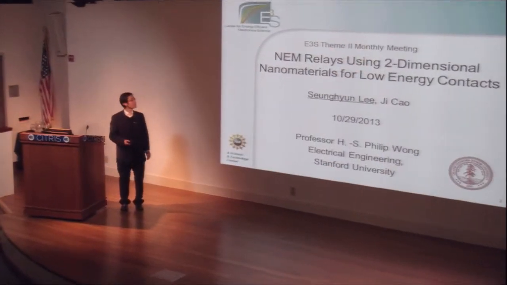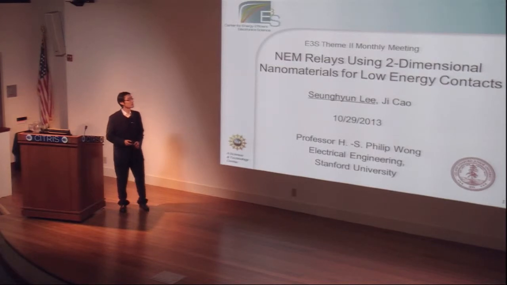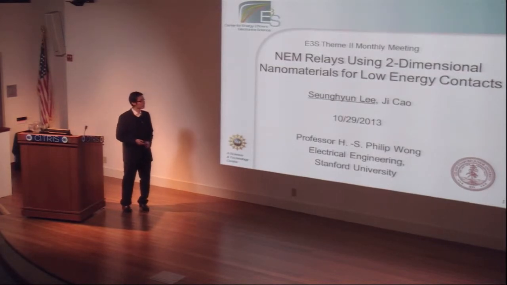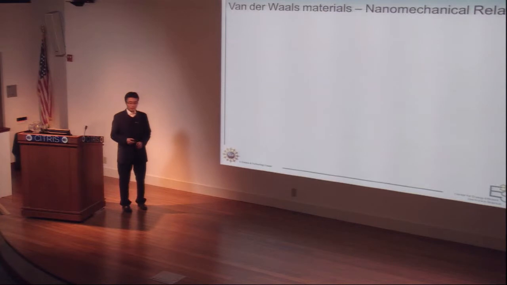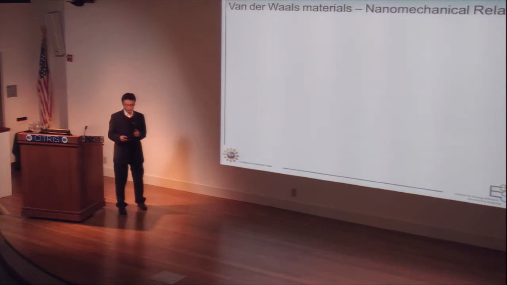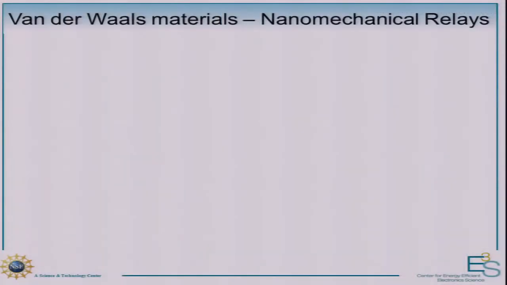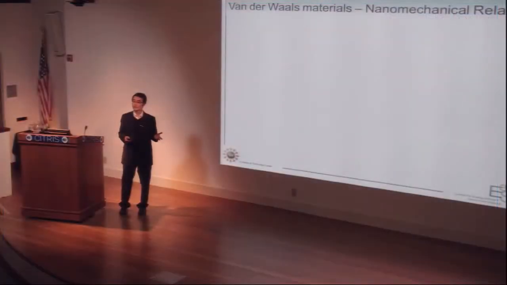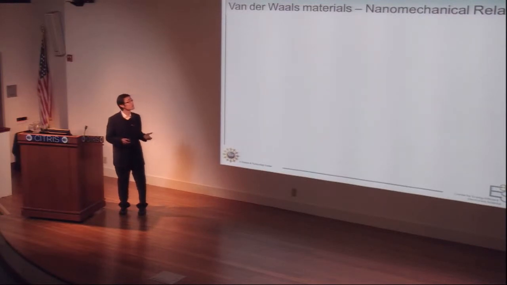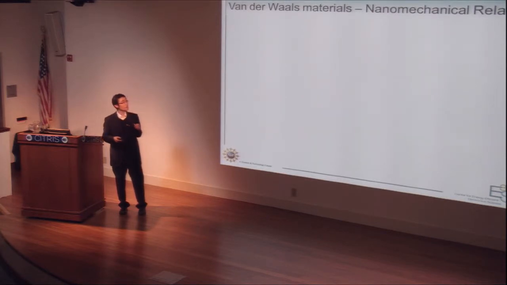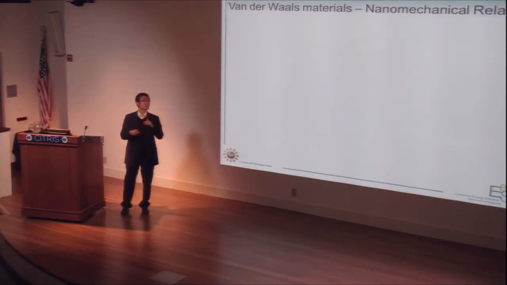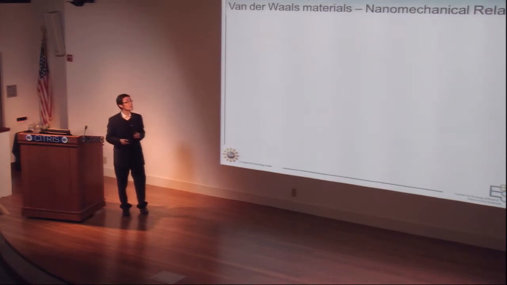Today I'll be talking about NEM relays using two-dimensional nanomaterials for low-energy contacts. We would like to focus on materials and interfaces. If you look at any nanomechanical relays, you'll see that there's always hysteresis. The pull-in voltage and the release voltage are always different. That's because when these mechanical structures make contact, there are additional adhesive forces that prevent them from being released at the same pull-in voltage.